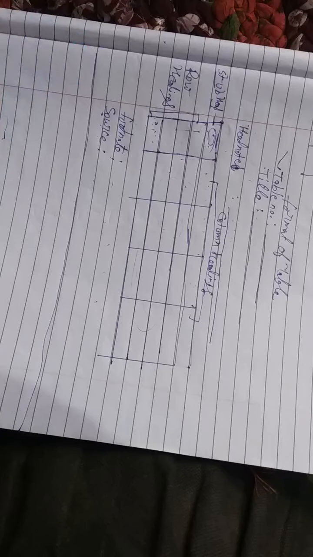This is all for today. You should go through the guidelines for construction of a table which are given here in the book. Next time when we meet, we'll study the kinds of tables.